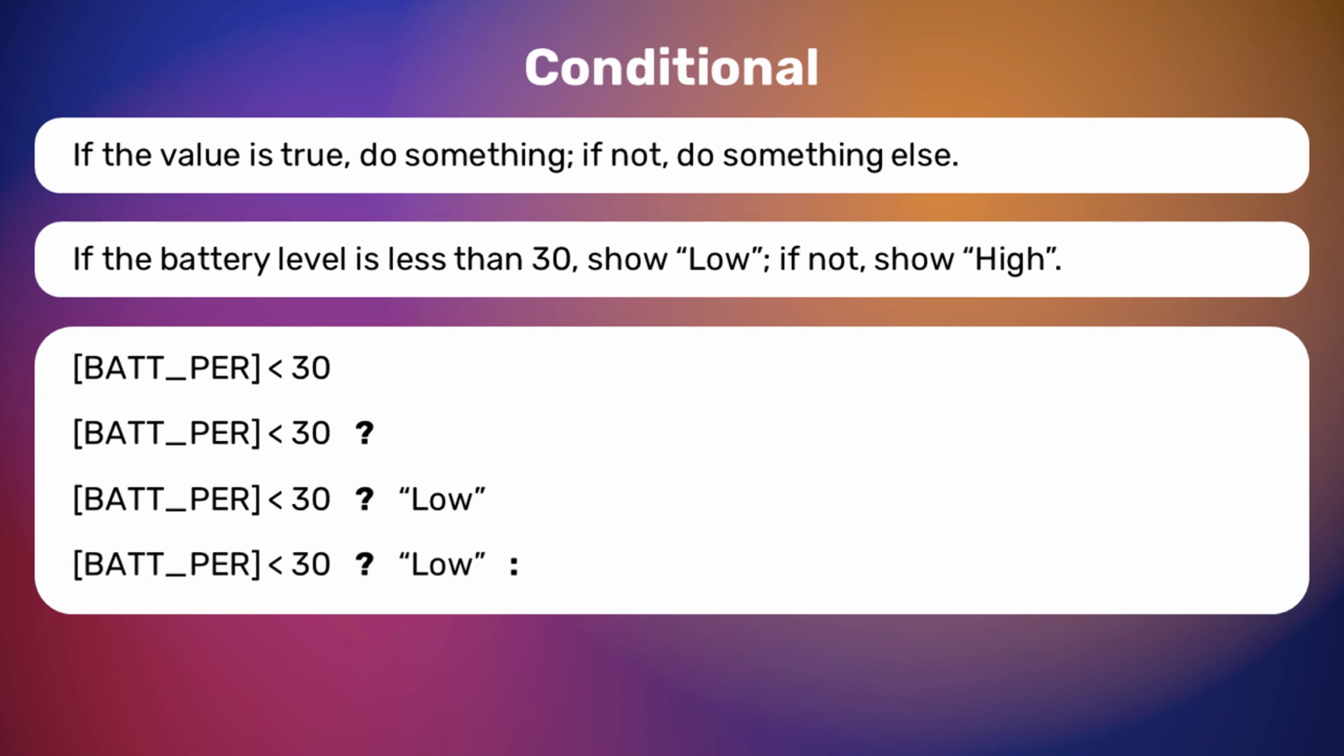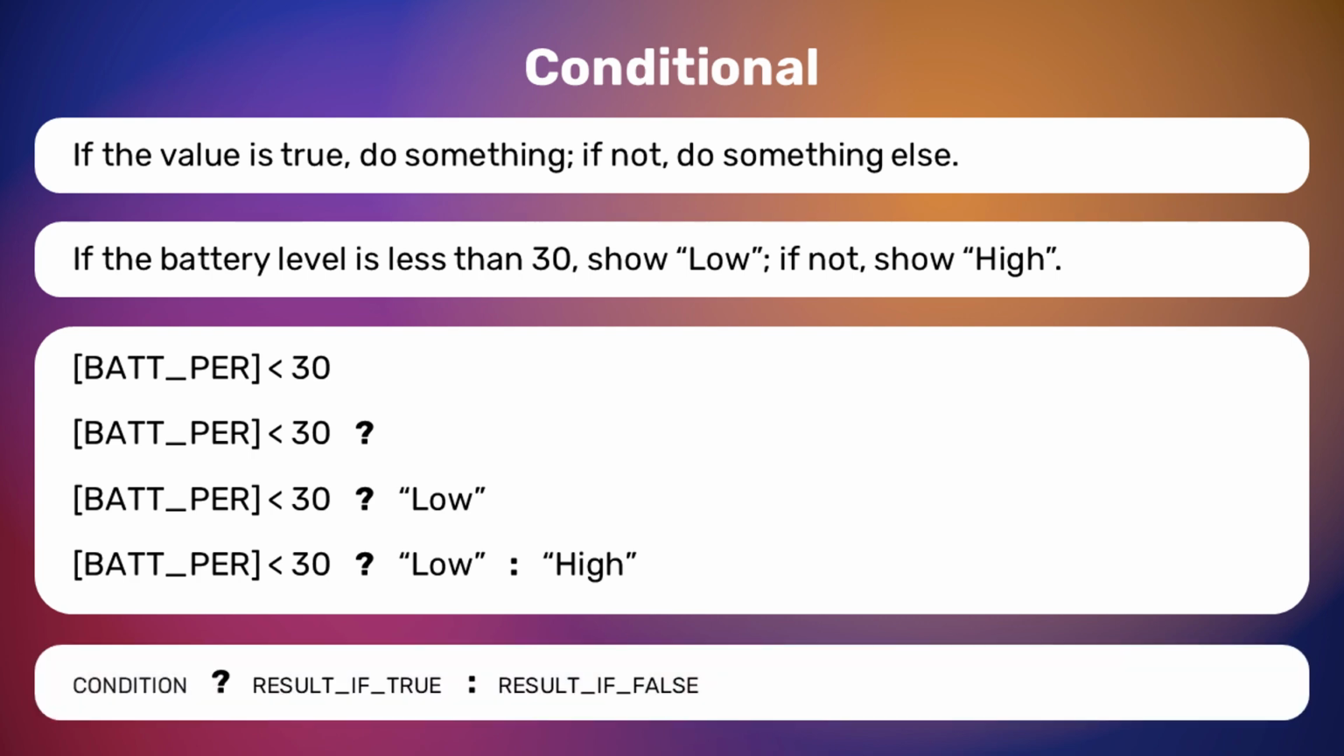Then we add a colon. The colon separates the possible answers; it works as the word otherwise. Is the battery under 30? If it is, return low; otherwise. Then we add the otherwise part. In this case, the word high. So now we have built our conditional. If the battery is under 30, return low; otherwise, return high.